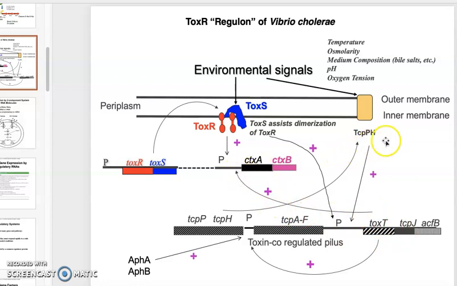And there's other inputs as well, like TcpPH, which is a transmembrane protein, and these transcription factors, AphA and AphB, all these kind of feed in. But I want you to look specifically at ToxR, ToxS, activating CtxA and B, and activating the promoter for ToxT, which in turn activates the toxin co-regulated pilus, and in turn activates even more cholera toxin production.